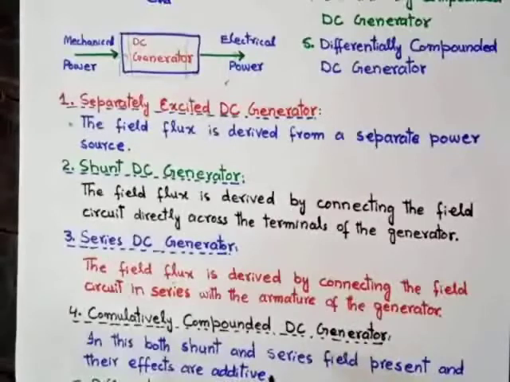One field winding is connected in series with the armature winding and the other field winding is connected in parallel with the armature winding. If the field winding is connected in series as well as in parallel with the armature winding, then this type of generator is called a cumulatively compounded DC generator. And here the effects are additive. It means both field windings' effects will add up.